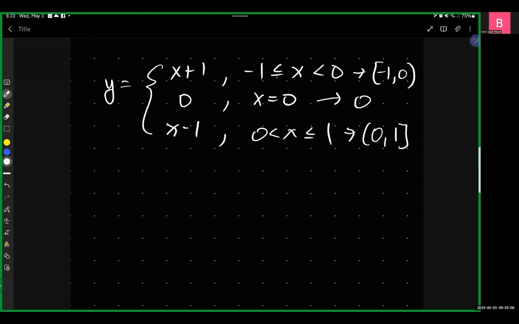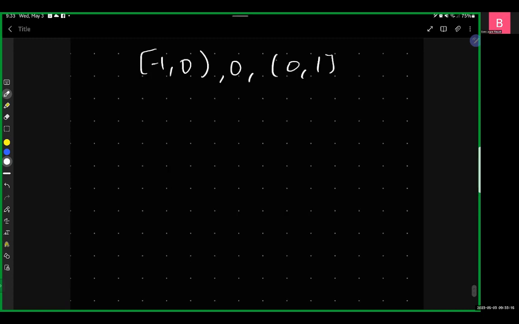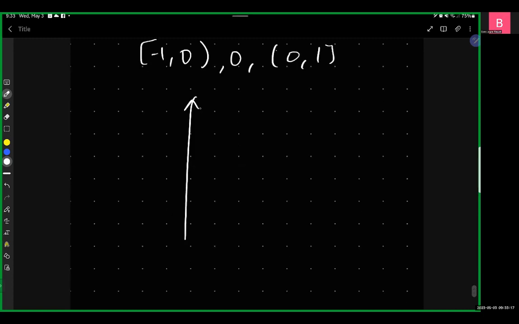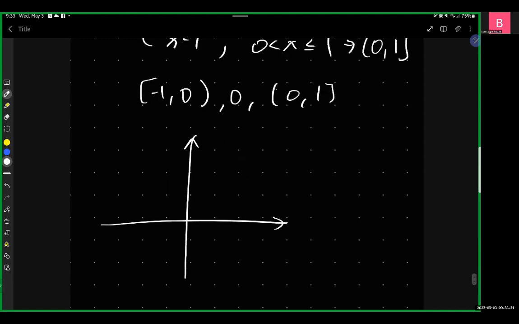As you can see, it looks complete because of course, -1, 0 is covered, then 0 is also covered, and then 0 and 1. So when you look at it, it seems like the totality of your whole interval is closed. But if we try to plot this, we will find the following.